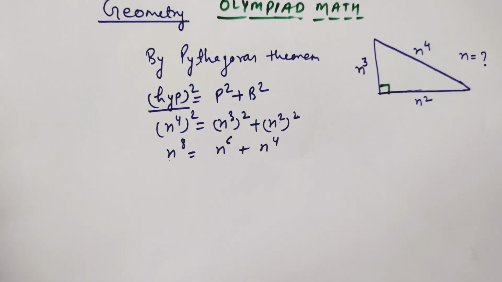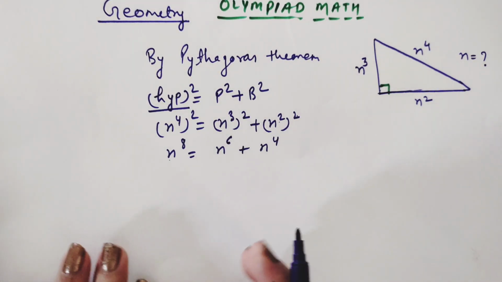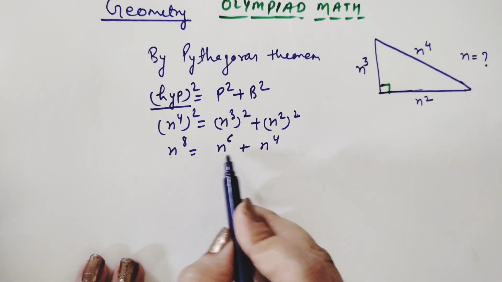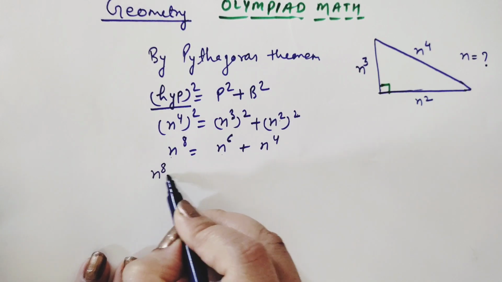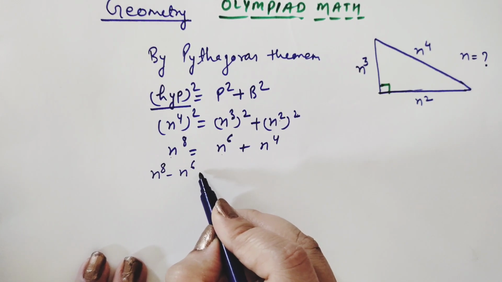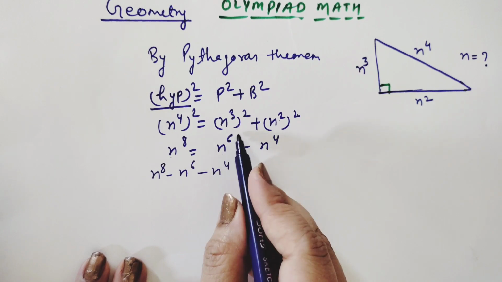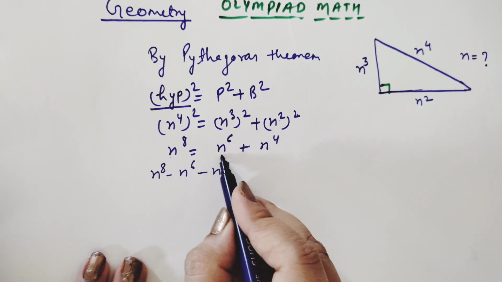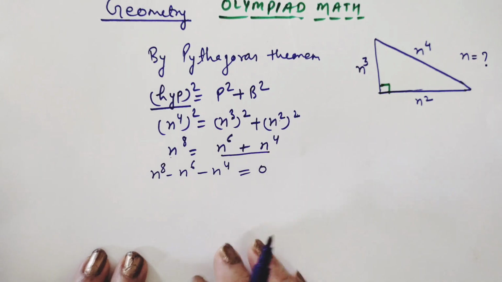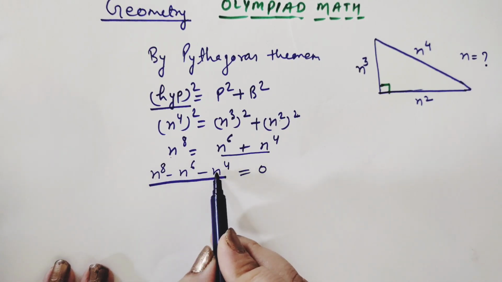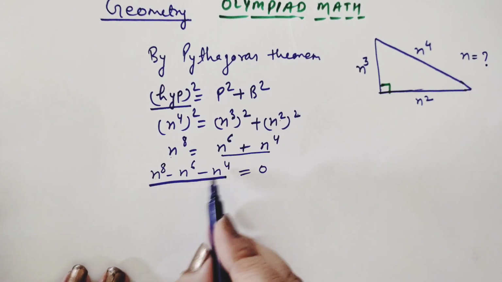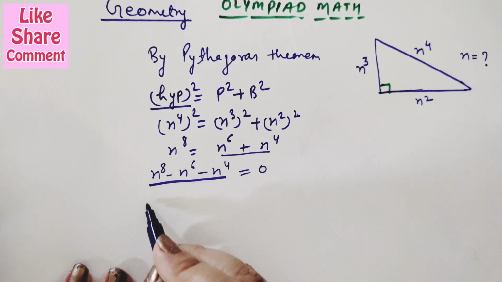Now how do we solve this equation? First of all, both terms on the right hand side go to the left hand side, so the signs should be changed. n raised to the power 6 is negative and n raised to the power 4 is also negative, and the right hand side is 0. Now in this equation, which variable is common? n⁸, n⁶, n⁴. The least power is n raised to the power 4.